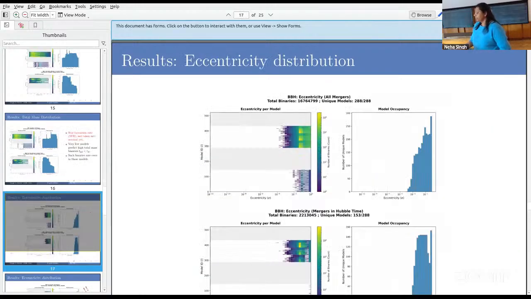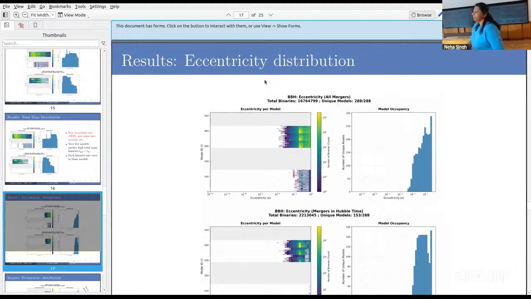Then we have this eccentricity distribution. On the top plot, I show the eccentricities for binary black holes. You can see that in the case of the models shown here, we can produce binaries which have very low to high eccentricities. But in these models, the bulk of them have very high eccentricities. So this is the eccentricity distribution per model.